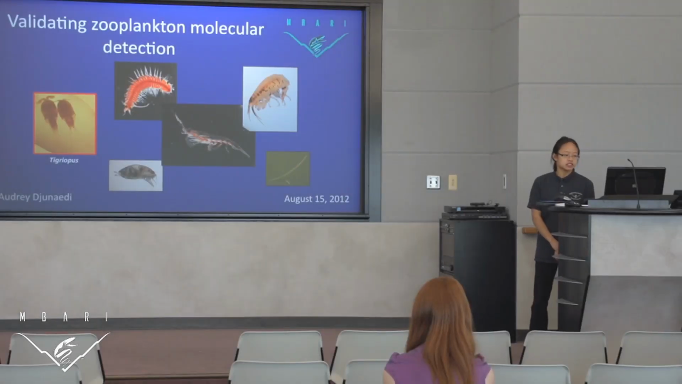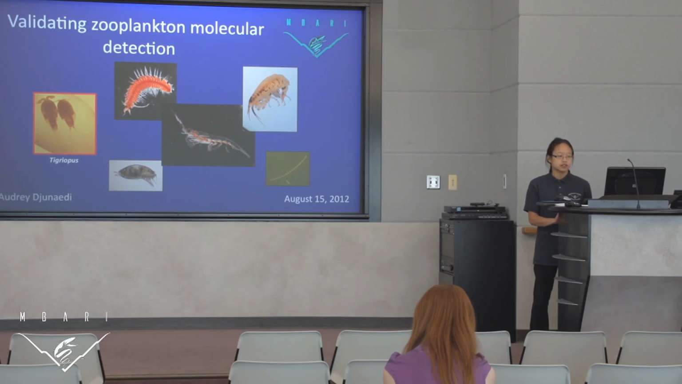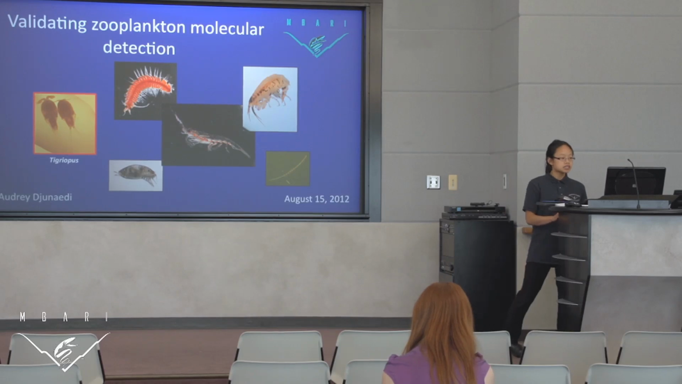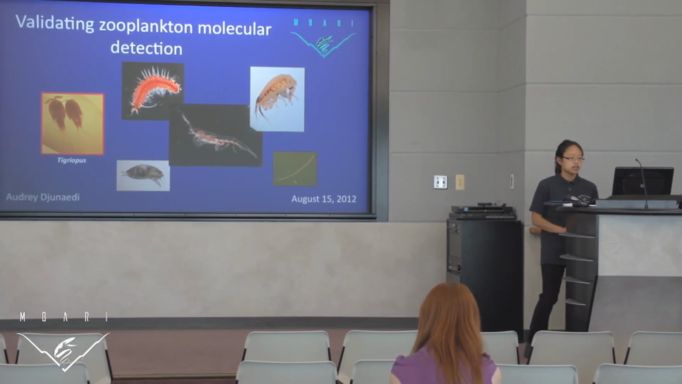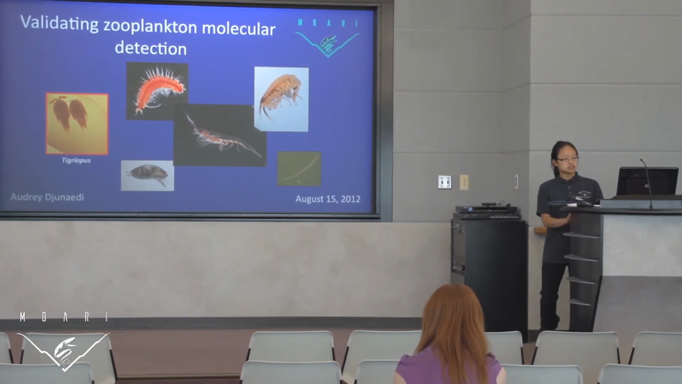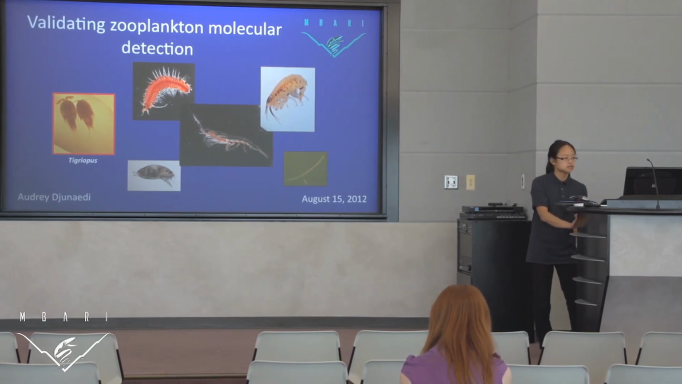Zooplankton, the animal drifters in the ocean, are important food for birds, fish, and marine mammals, so understanding how their abundance and distribution changes is key to understanding our ocean ecosystems. This summer, I worked on validating a molecular zooplankton detection system called SHA, Sandwich Hybridization Assay, and it basically sandwiches ribosomal RNA between two probes and gives us a signal that is a proxy for organismal abundance.